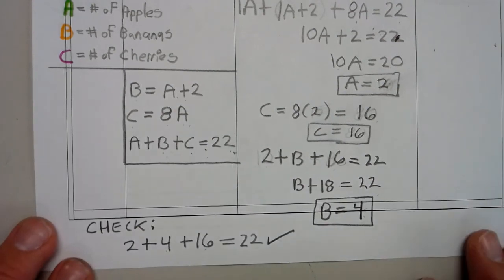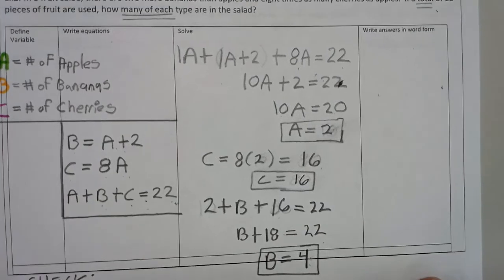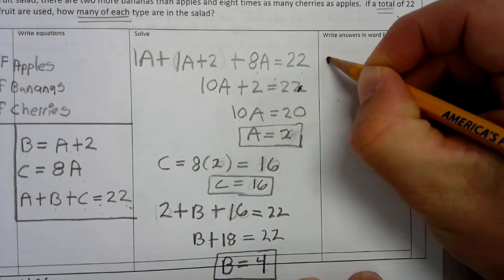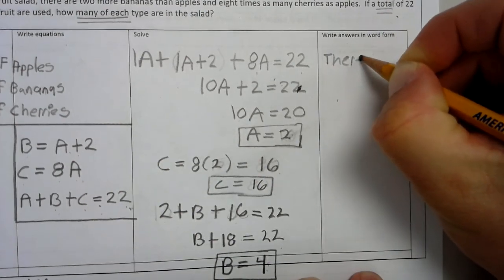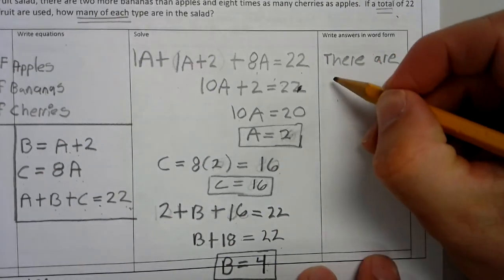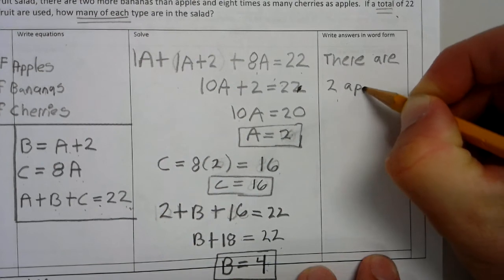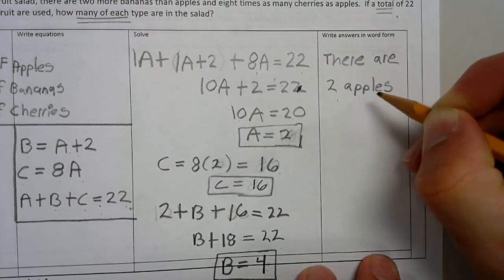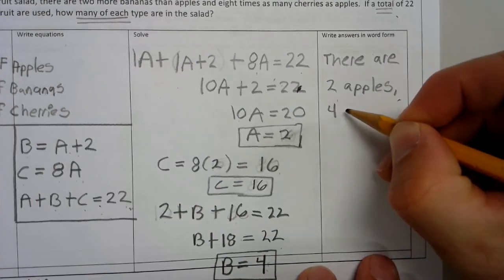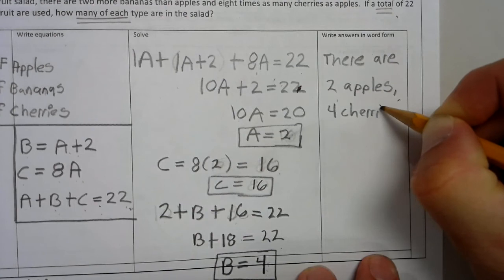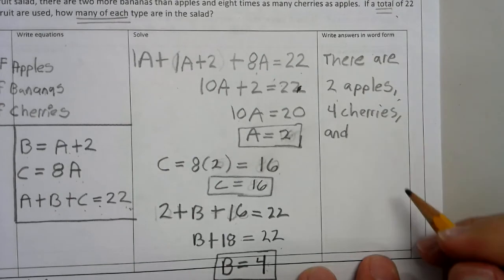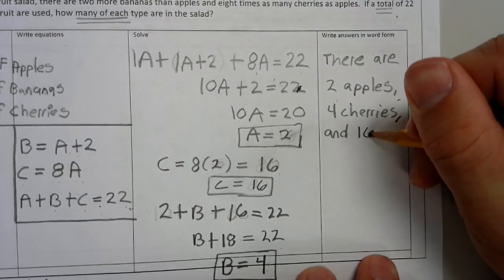So don't forget to explain your answer in a sentence. It can be a simple sentence. So you can say, there are 2 apples, 4 cherries, and 16 bananas.